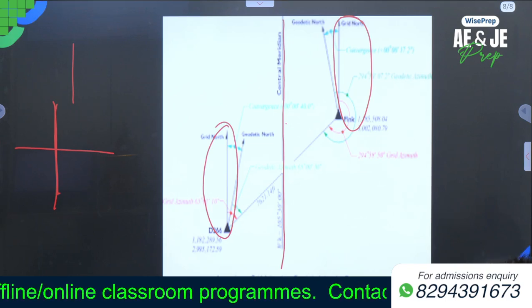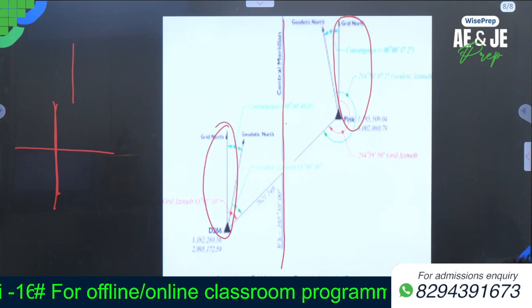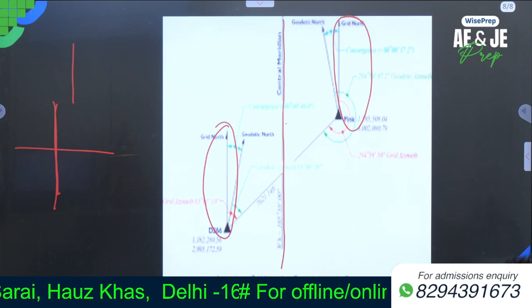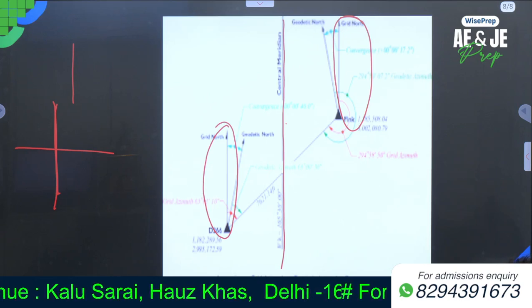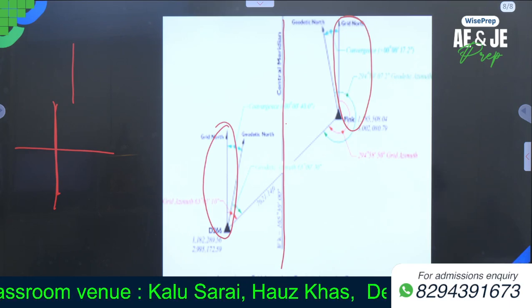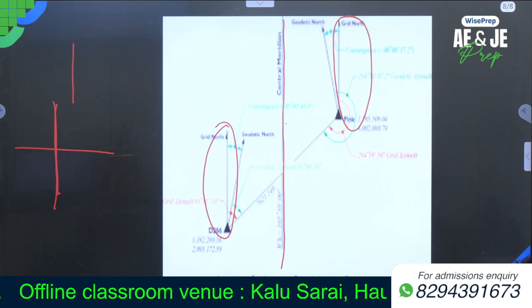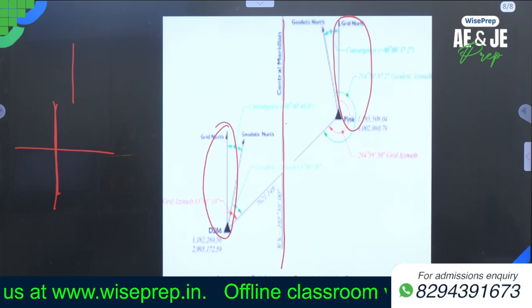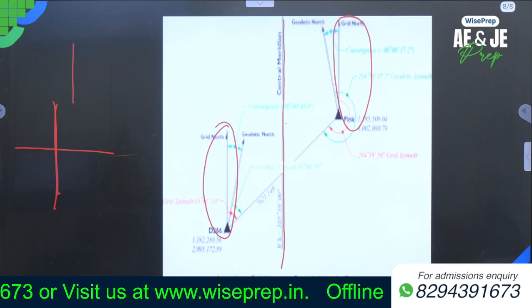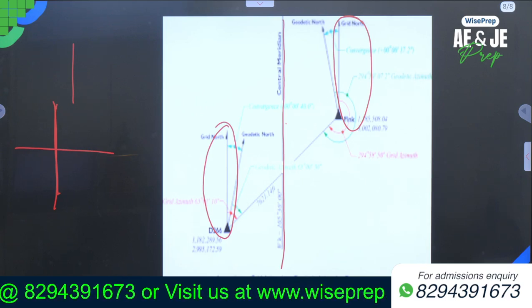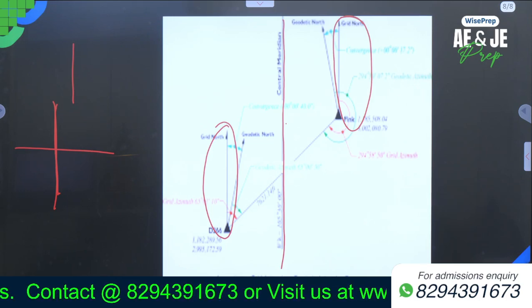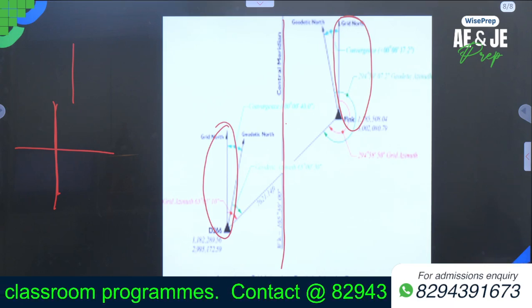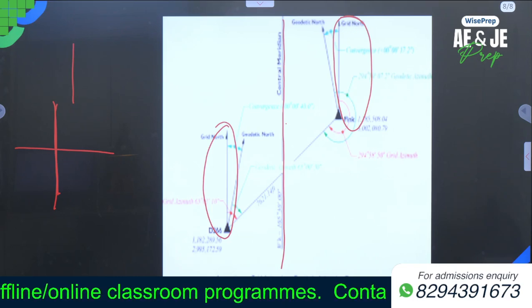Usually from a survey station, for well defined permanent objects.